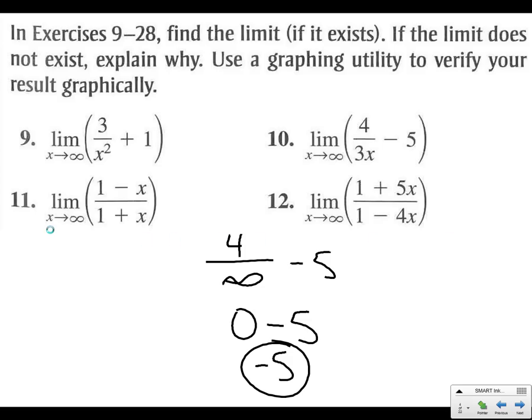Well, first we'll do it algebraically. 1 plus 5x over 1 minus 4x. As this goes to infinity, we don't care about those 1's anymore at all.